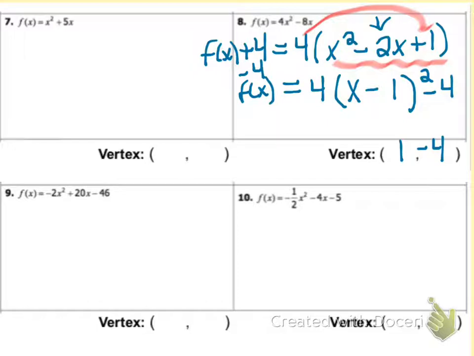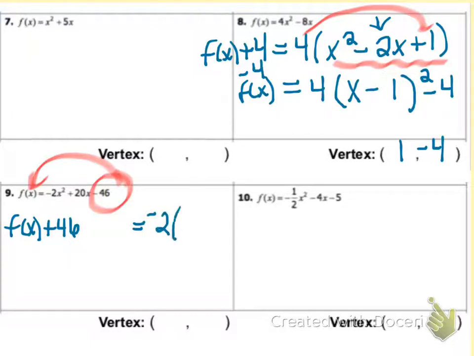Now here we go. So look at number 9. Now number 9 has a constant term. So step 1 is I'm going to take that and move that guy to the other side, right? So that's going to make f of x plus 46. Okay? Now I think about, well, I've got that -2. I want to factor this -2 out of these left terms, okay? So if I factor out the -2, that leaves me with x squared, precisely what I want, and then 20x divided by -2 would be -10x.